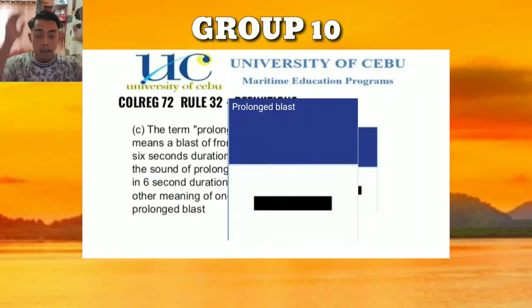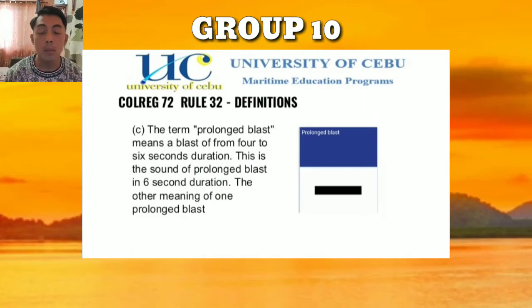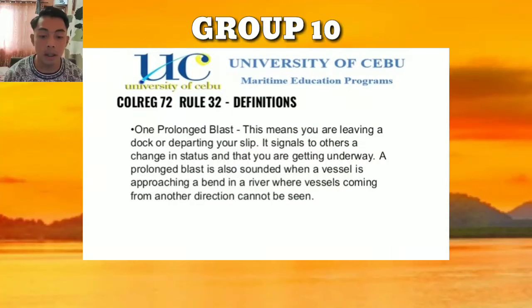Next, this is the example picture of a prolonged blast. The term prolonged blast means a blast of 4 to 6 seconds duration. This is the example sound of a prolonged blast in 6 seconds duration. The other meaning of prolonged blast is that you are leaving a dock or departing in your ship.